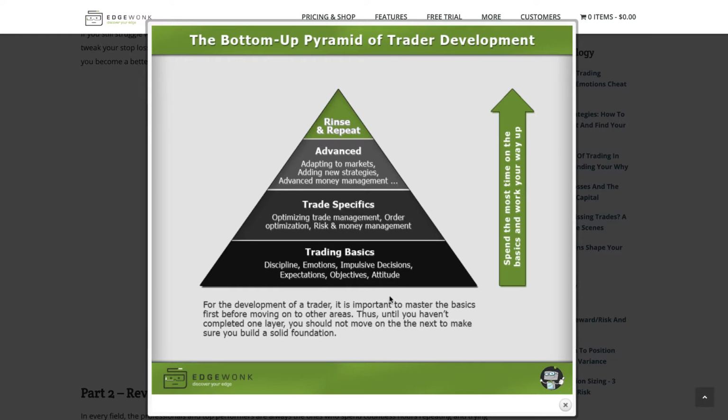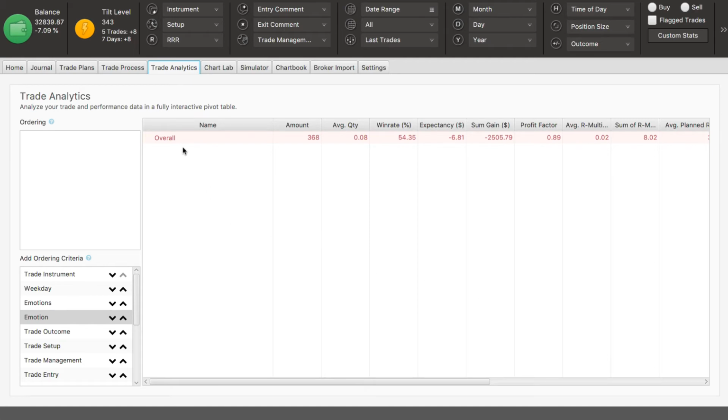And also, the good thing is that if you can fix those things, the basics, usually you already see a huge jump from often losing to right away winning trader. And we can see that in this journal again. It is really, really great to see.